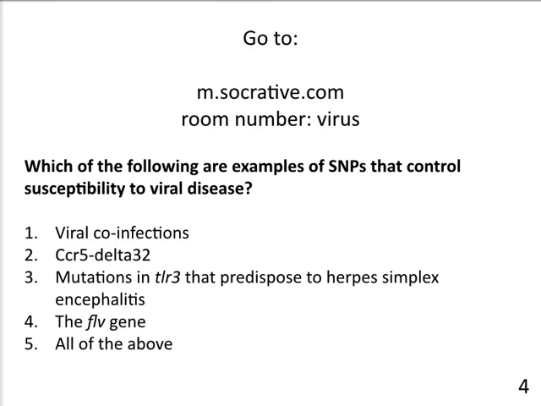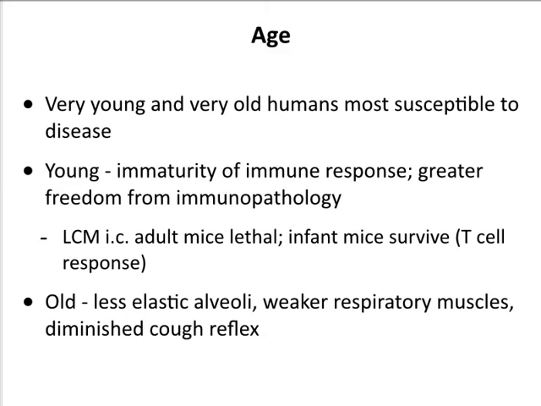Most people did 3. And then 15. What do we got? All of the above. No, can't be all of the above. All right. So I want you to understand that SNPs are single nucleotide polymorphisms, not deletions, not co-infections. All right, just wrap it up now.